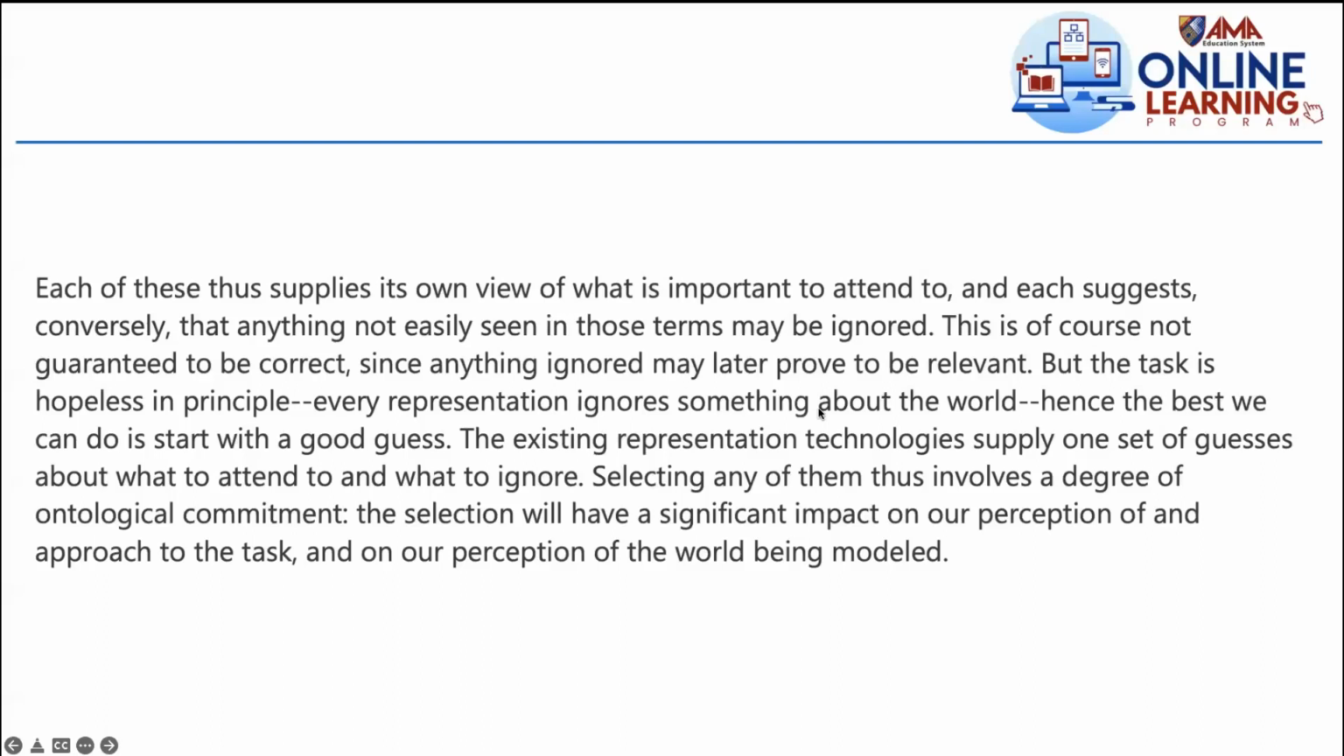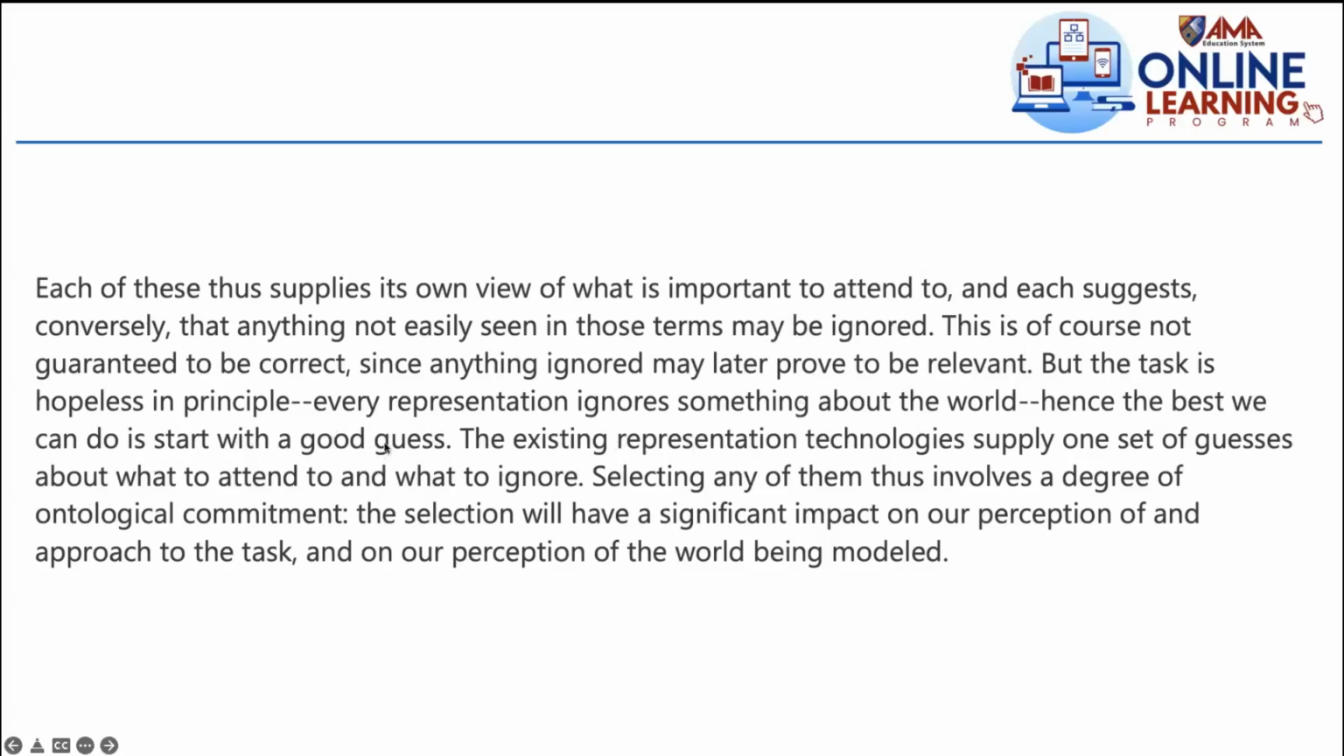Similarly for humans, it's like that, right? If you focus on some aspect, that will be the influencing factor regarding your decision. If it is emotion, then that will be evident in your decision. But the task is hopeless. Every representation ignores something about the world. Hence, the best we can do is start with a good guess.